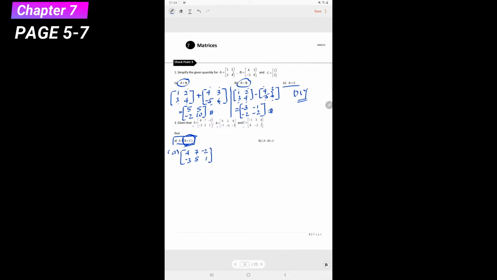Okay, so this is matrix A, minus with B in the bracket. So we have 6, negative 7, 2, negative 6, 8, negative 3. So this is matrix B, plus with matrix C. So we have negative 1, 6, 3, negative 2, 4, 2.